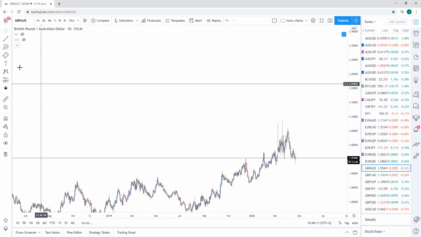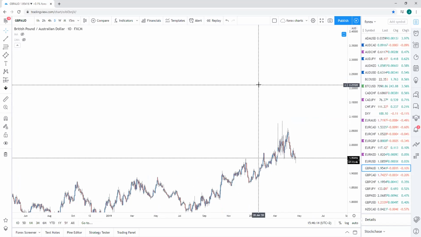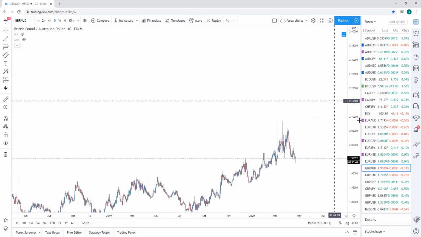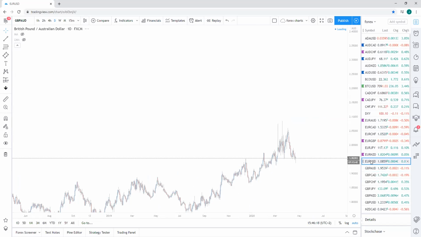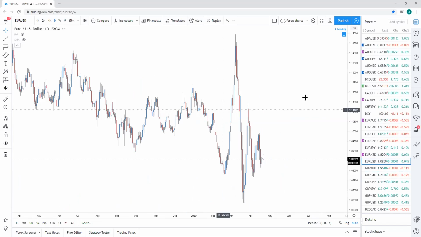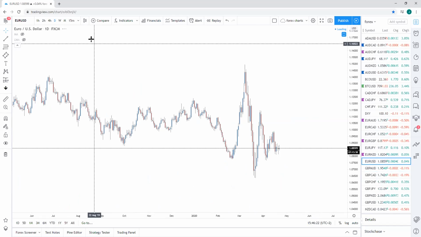Okay, guys, then a little bit of background about Forex. Foreign exchange is one currency for another currency. As you can see here on the left, let's open Euro USD. So this pair, you call this a pair. It's the Euro dollar, the Euro against the US dollar, the American US dollar.